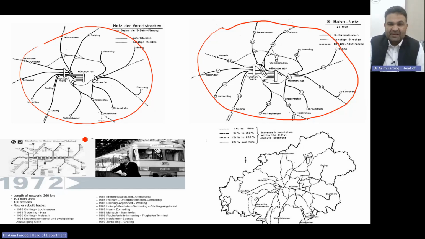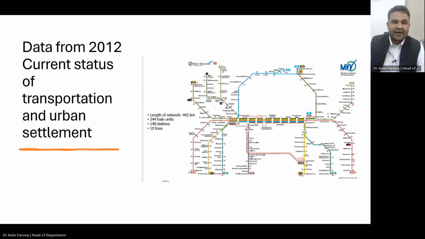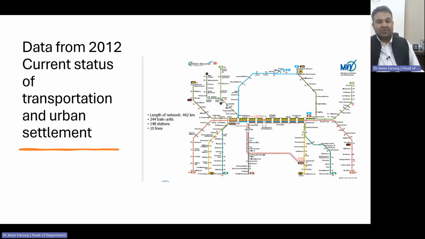And then with the passage of time, from 1972 to 1999, they introduced the Schnellbahn along with the U-Bahn, the underground bahn. So until 1999, they had covered 360 kilometers, 101 trains were operating, and 136 stations were built. This is the current status of Munich city. The data was retrieved from the 2012 study. Now the length of the network has increased to 442 kilometers. 244 trains are operating, 148 stations are there, and 10 lines are operating.